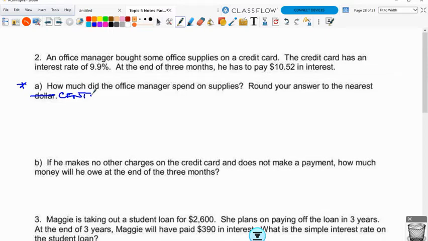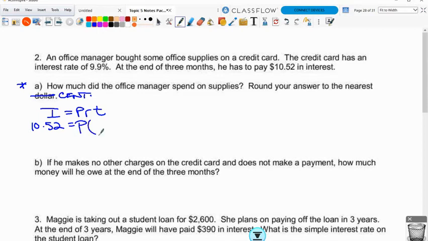Well, again, we're going to use the equation I equals PRT. When you use a credit card, that's the same as borrowing money from the bank. All right, now, in this example, they've told us that he has to pay $10.52 in interest. So that number is going to go in for I, the interest. How much did he have to borrow from the bank to buy those supplies? The principal is what we're trying to calculate. So we'll put P for principal.